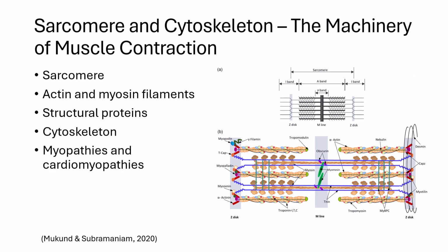Now let's zoom into the muscle fiber itself. The sarcomere is the fundamental unit of muscle contraction. It's like a microscopic machine made up of actin and myosin filaments. These filaments slide past each other to create movement powered by ATP, which is the energy currency of a cell. Proteins like titin and nebulin help maintain the structure and elasticity of the sarcomere. Think of them as the scaffolding that holds everything in place while movement happens.